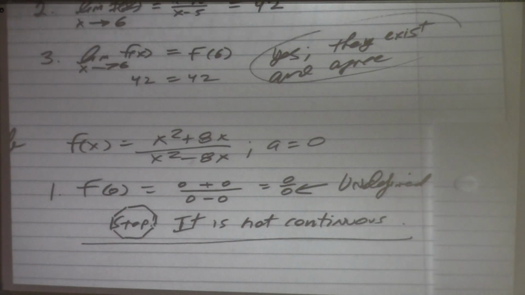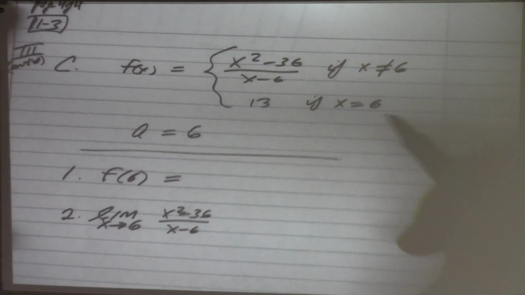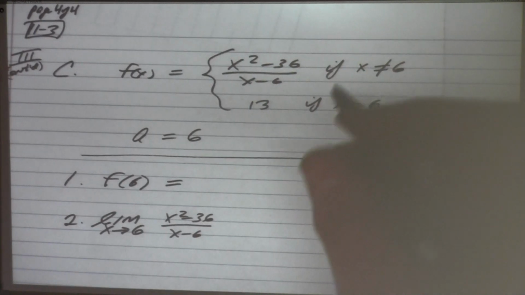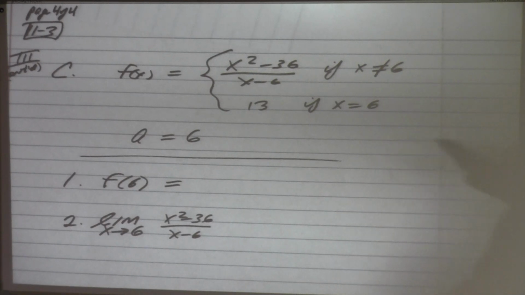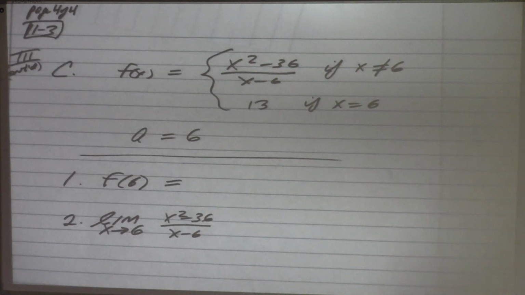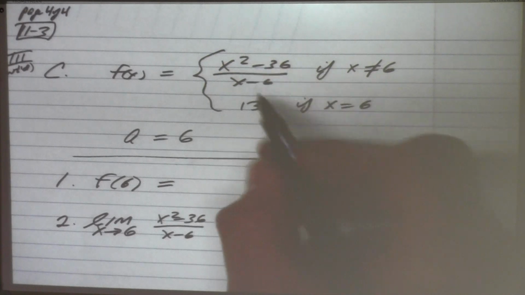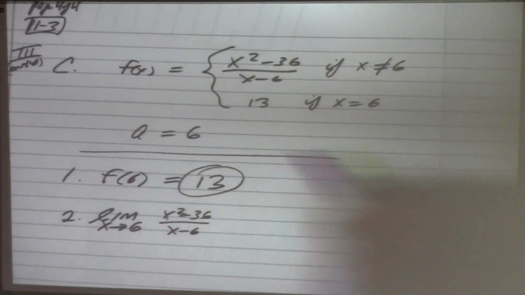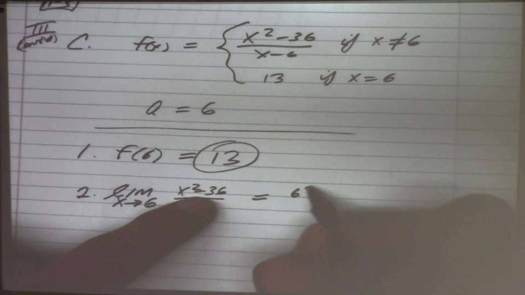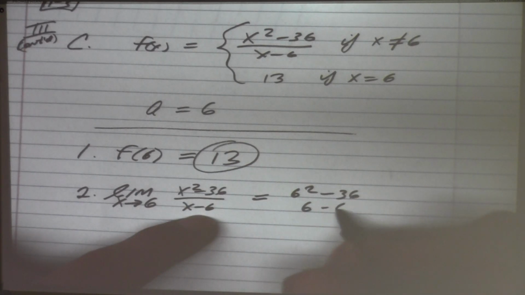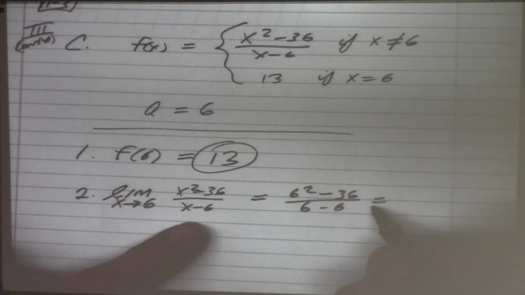Now, there's another one where we look at a piecewise function, and let's see what happens here when we use it. Well, it's in pieces, good enough. When x is equal to 6, we know from the parameters of it that f of 6 is just 13. Then we figure out the limit when it's at 6. So that's equal to 6 squared minus 36 over 6 minus 6. Oh, wait a minute, we're going to get a 0.